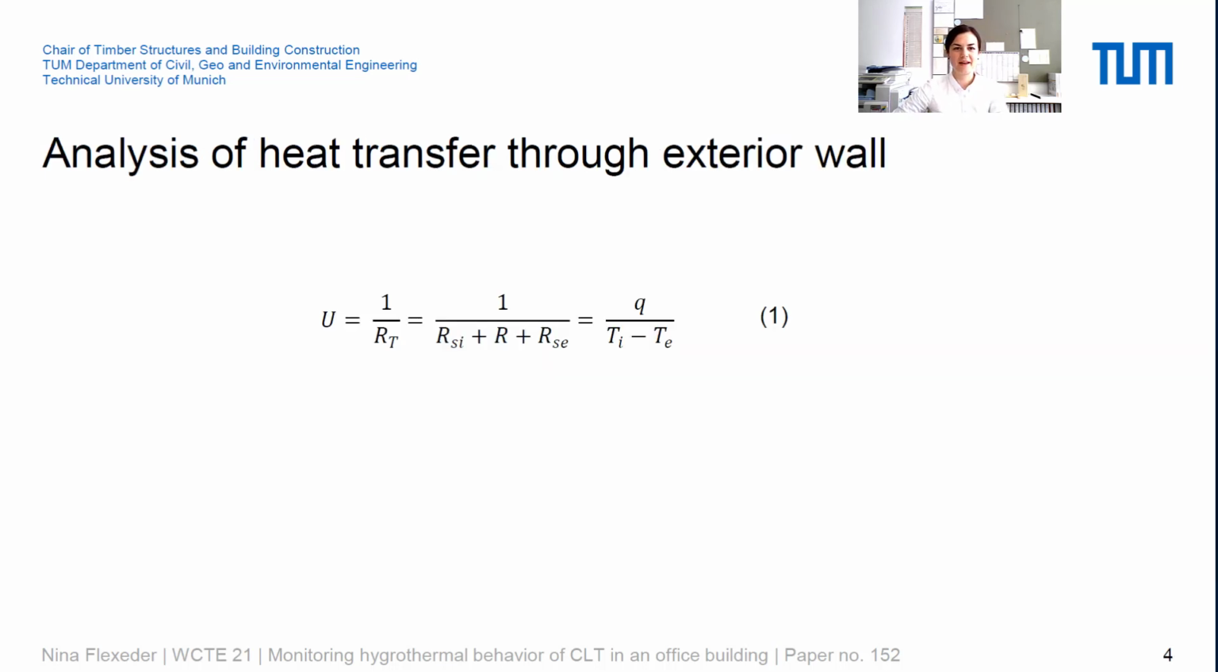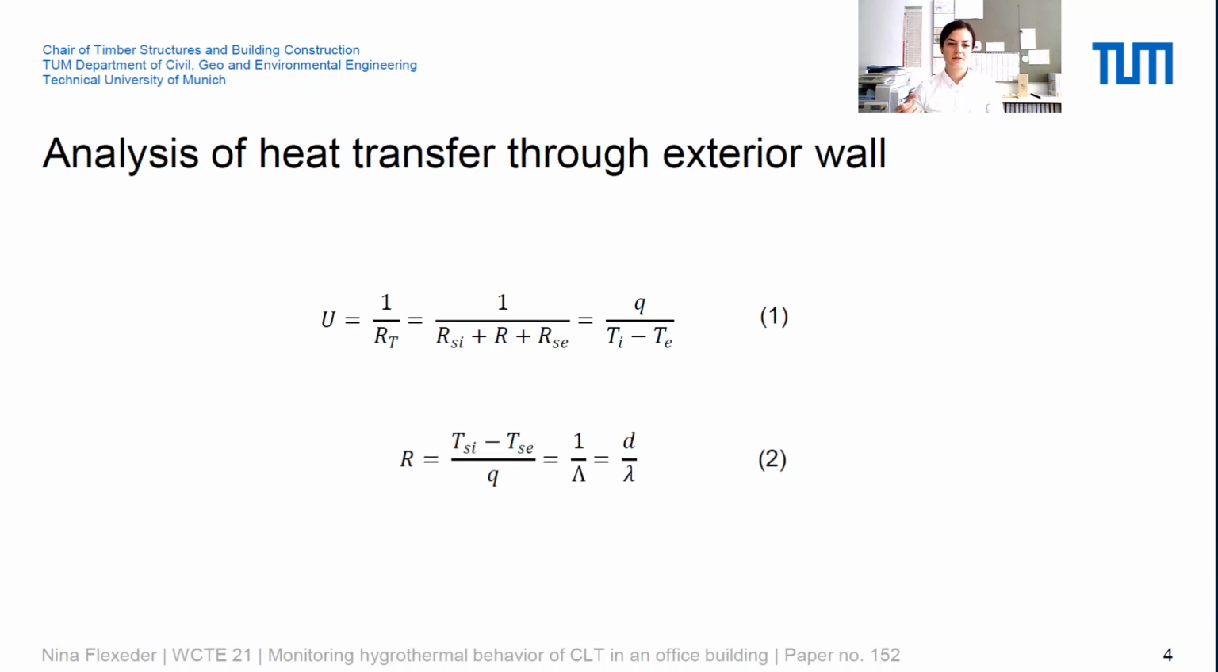So when analyzing heat transfer through any exterior wall, you can either calculate the U-value based on certain values such as lambda or the thickness of the exterior wall, but you can also measure that in situ. That's what we did. We measured the density of heat flow rate in watts per square meter, which is Q here, and divided it by the difference of temperature of the space inside and outside.